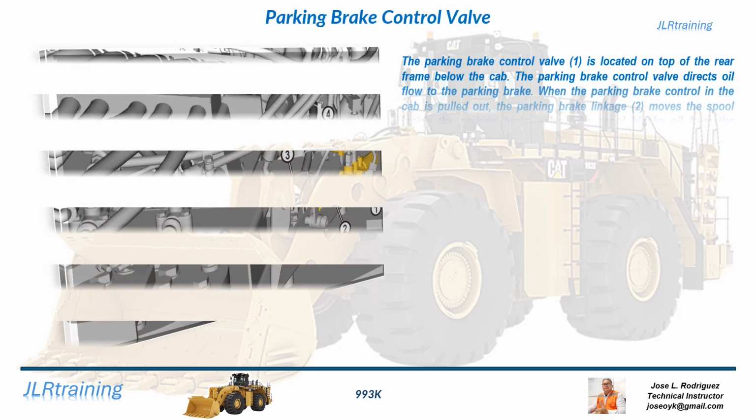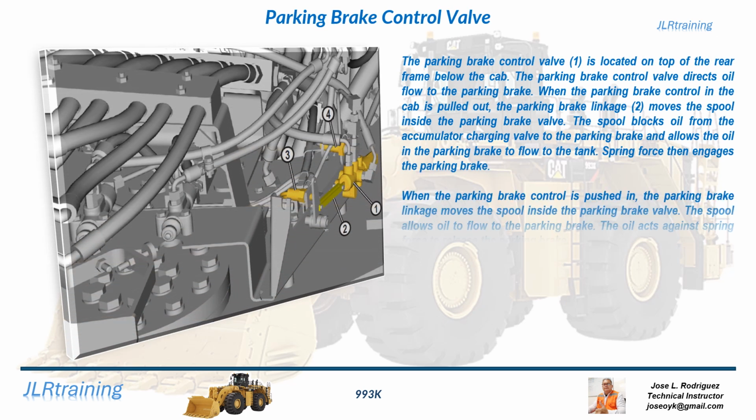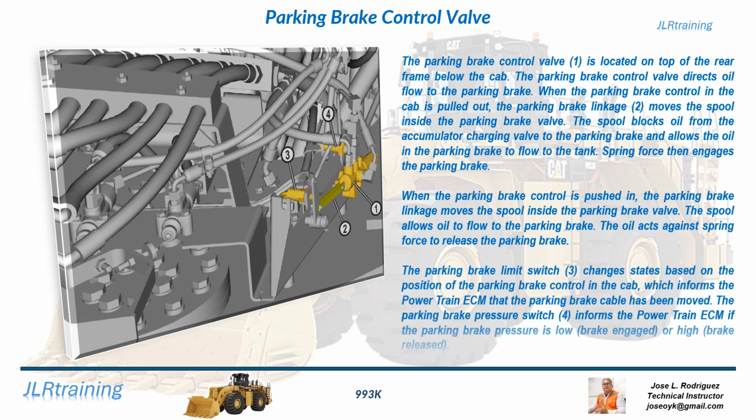Parking brake control valve. The parking brake control valve, 1, is located on top of the rear frame below the cab. The parking brake control valve directs oil flow to the parking brake. When the parking brake control in the cab is pulled out, the parking brake linkage, 2, moves the spool inside the parking brake valve. The spool blocks oil from the accumulator charging valve to the parking brake and allows the oil in the parking brake to flow to the tank.